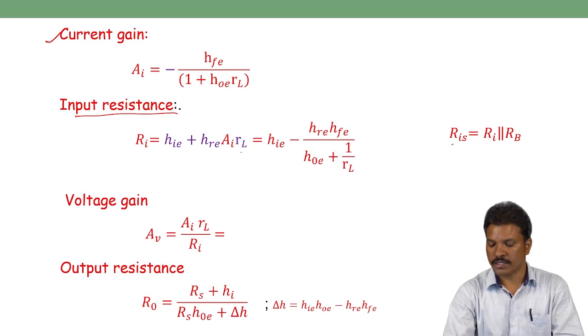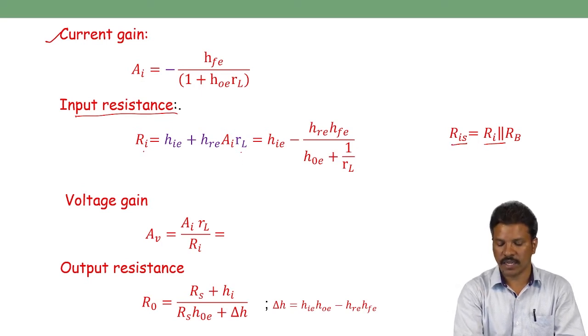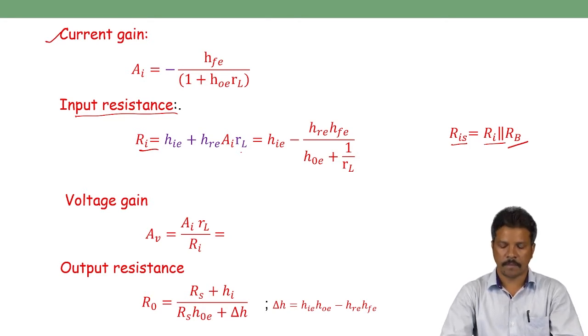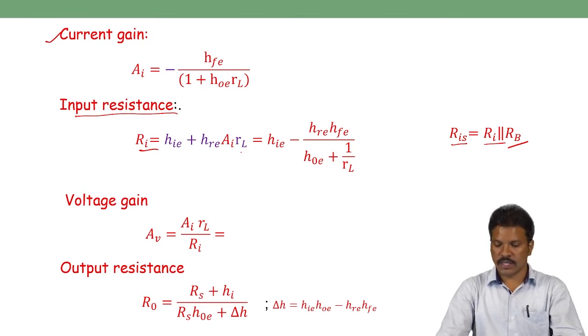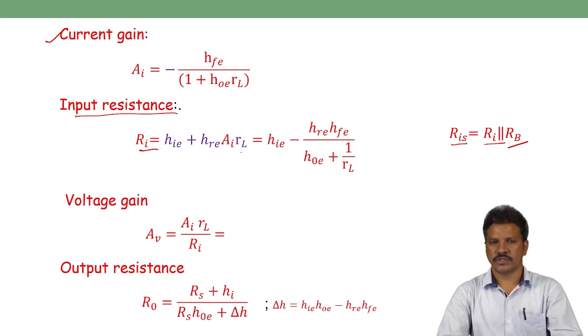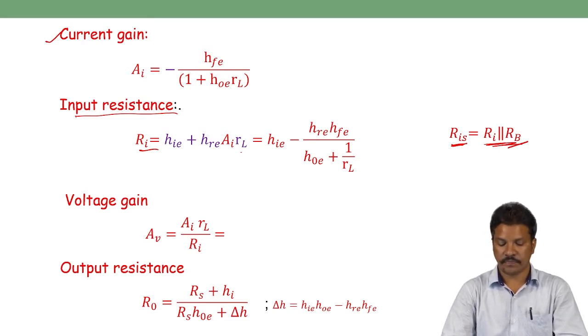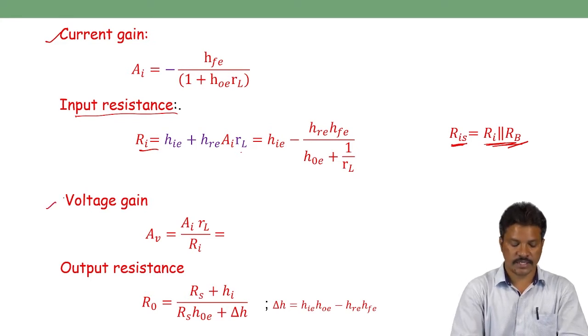RI in parallel is nothing but the input resistance we can measure here in parallel with the source resistance, or biasing resistance. So by including the voltage source internal resistance RS, what is the total amplifier input resistance? RIS is equal to RI in parallel with RS. Next, voltage gain.